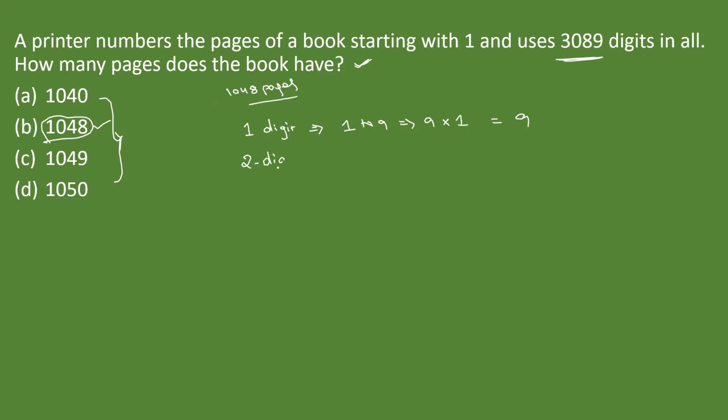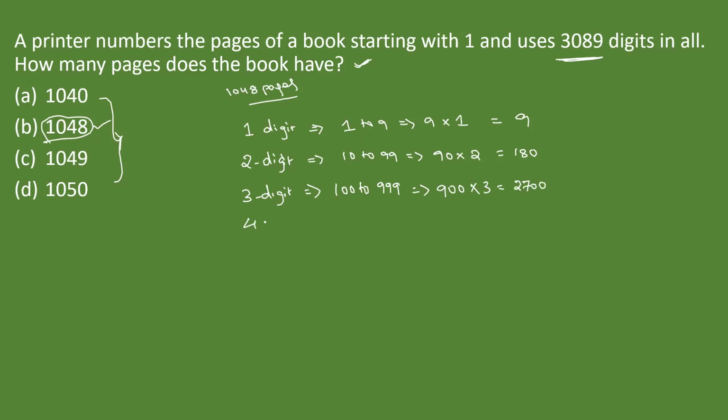2 digit numbers from 10 to 99. Just now we have seen, 90 will be there, 90 into 2, 180. And 3 digit numbers from 100 to 999. 999 minus 100, what you will get? 899. But just now I have told you, add plus 1 to that. So 900. Right? 900 into 3, what happens to this?